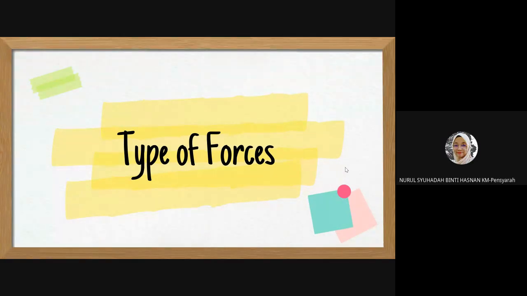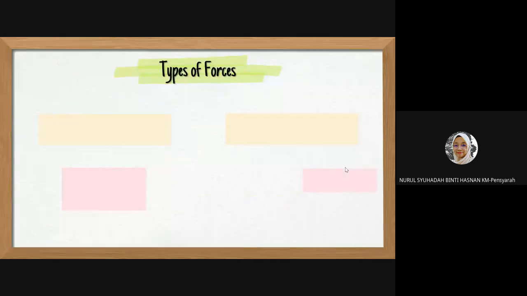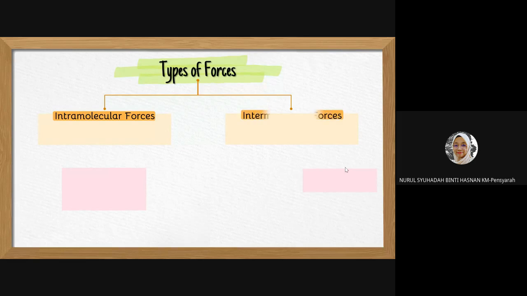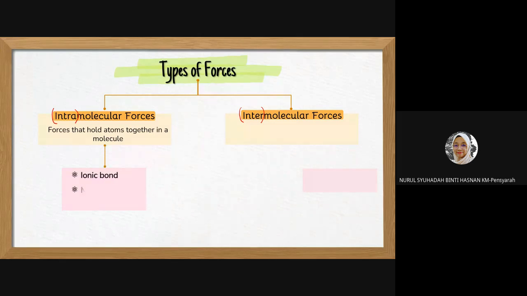Boleh. Okay, so now untuk intermolecular forces, so type of forces. Okay, so we have two types of forces dekat sini. The first one kita ada intramolecular forces. And the second one kita ada intermolecular forces. Okay, jadi dekat sini awak tengok perbezaan dia. Okay, perkataan intra and perkataan inter. So intramolecular forces is forces that hold the atoms together in a molecule, which is ionic bond, metallic bond and covalent bond. So intra maksudnya okay, bond yang berada dalam molekul.